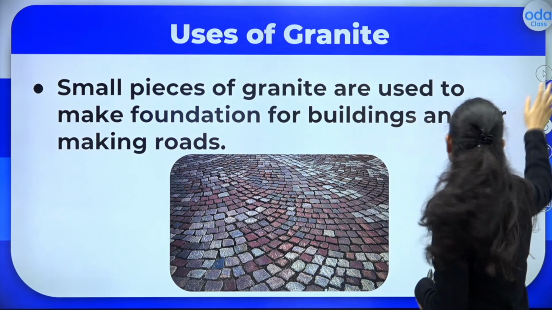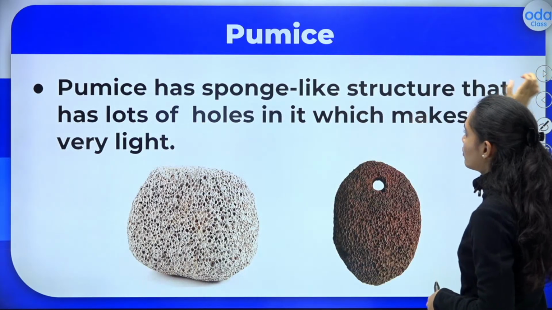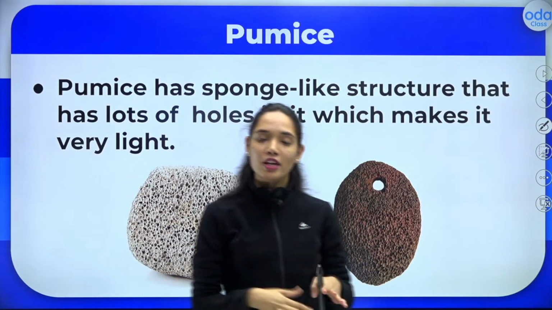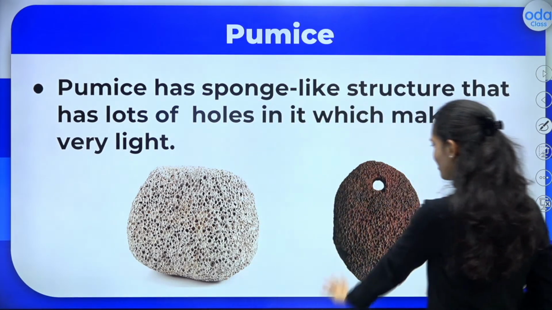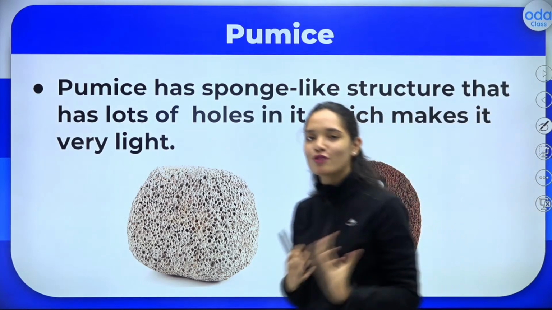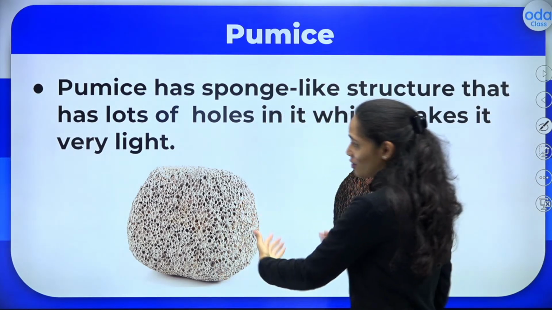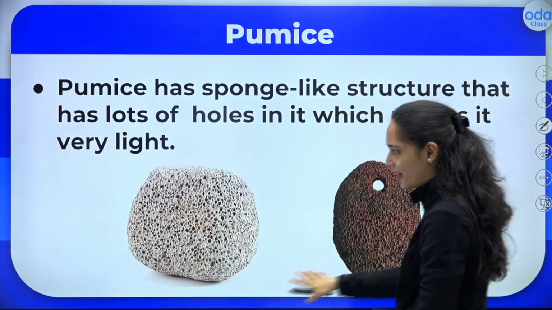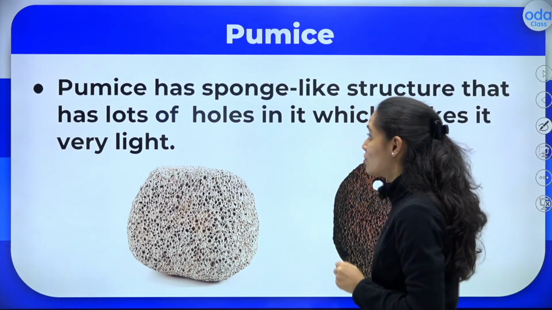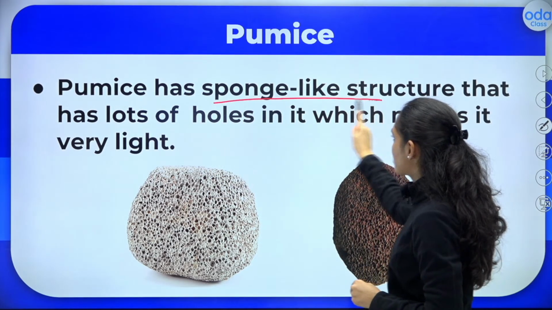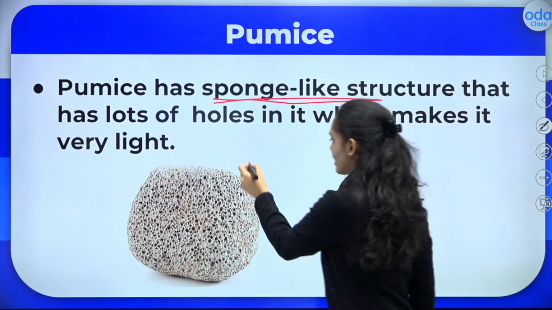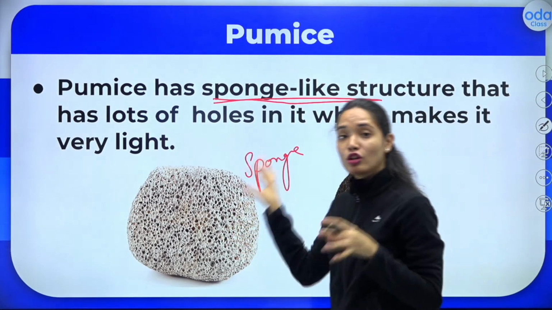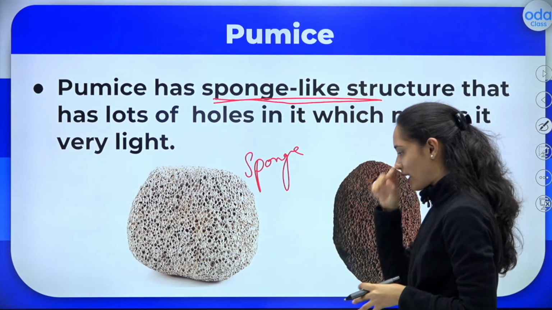Okay? So now apart from granite, we also have pumice. This is another type of igneous rock. So students, can you see this structure? How beautiful is it, right? I like this rock especially very much because of its structure. See, it has holes in it, right? It is also light in weight. So students, pumice has a sponge-like structure, right? The structure is like a sponge, okay? And it also has lots of holes and it is very light in weight.